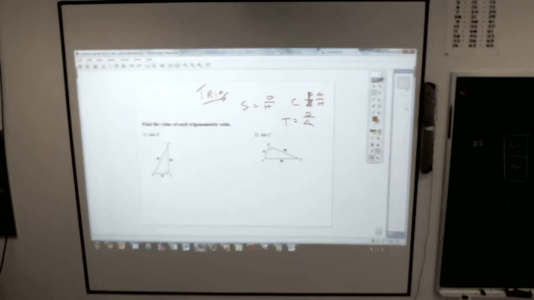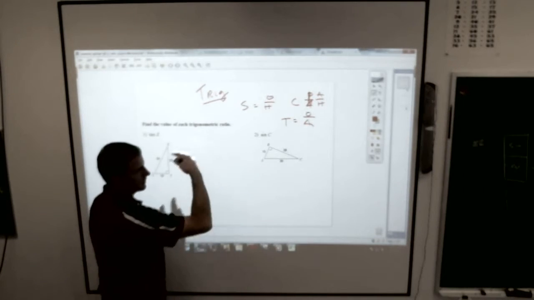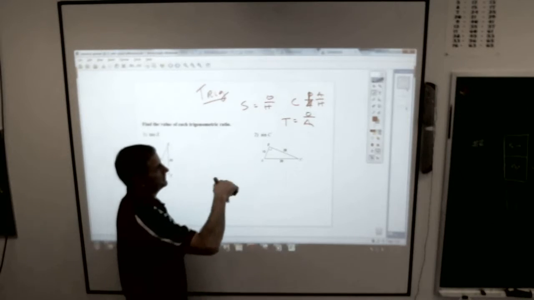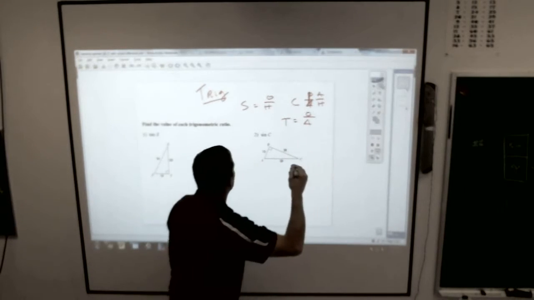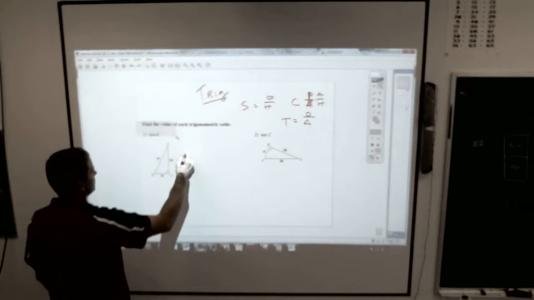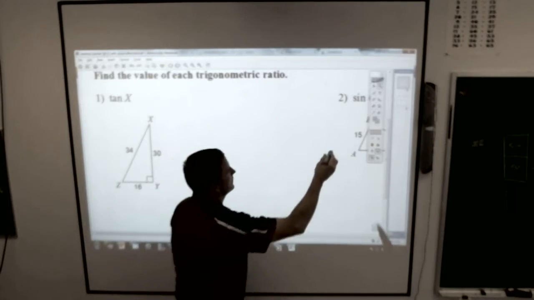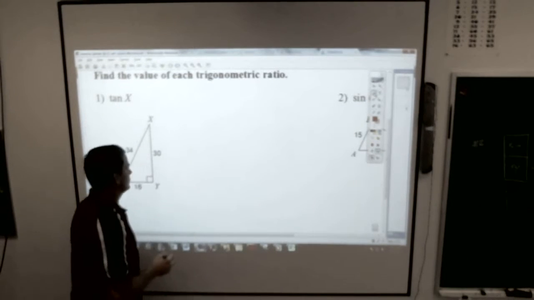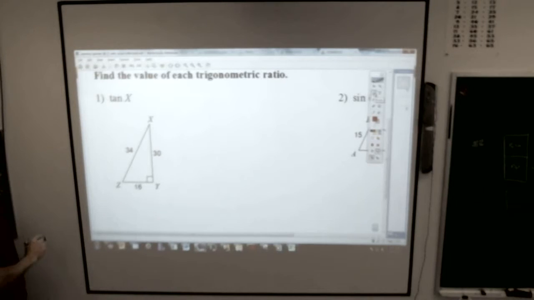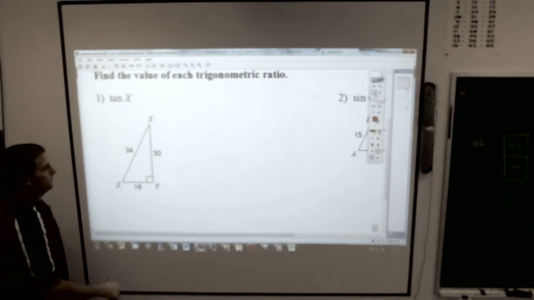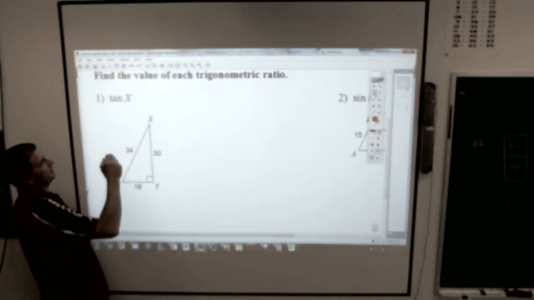So, how does that work here? You don't need your little table for these two, okay? But this is how these work. Remember, these relationships, these proportions, only work with right triangles. So if it's not a right triangle, don't even think you can use it.